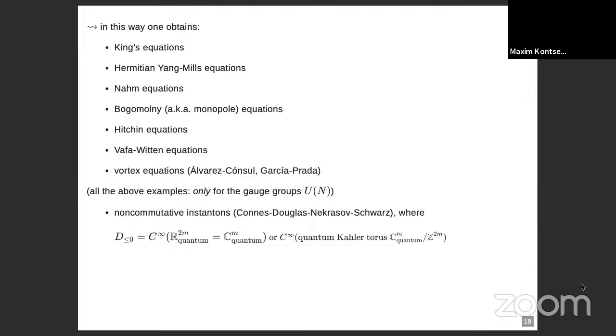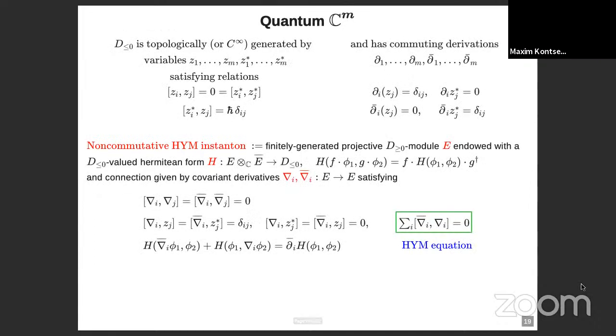And then one can also go to algebras of a different type, really non-commutative algebras, not functions on a manifold. You consider functions on a quantum vector space, or maybe a quantum torus, and then get non-commutative instantons of Douglas, Nekrasov, and Schwarz. So next page, please, 19. So it's just one simple formalism which goes to many places.